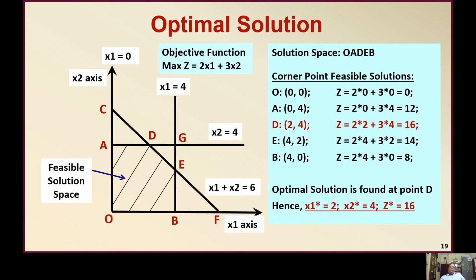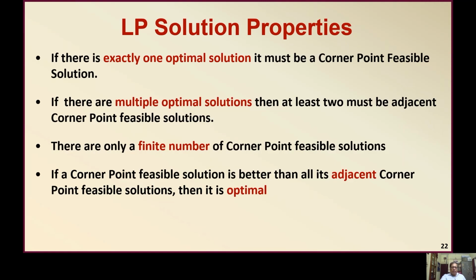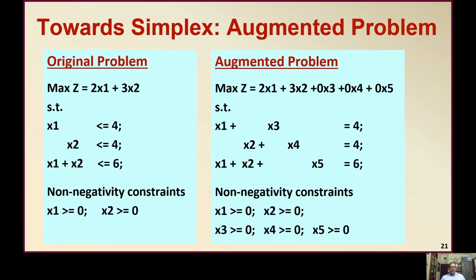So if you look at this graph in a different light, this graph can also be seen as having 5 different lines. This line is x1 equal to 0. This line is x2 equal to 0. This line is x3 equal to 0. This line is x4 equal to 0. And this line is x5 equal to 0. So let's go back to that augmented problem and look here.